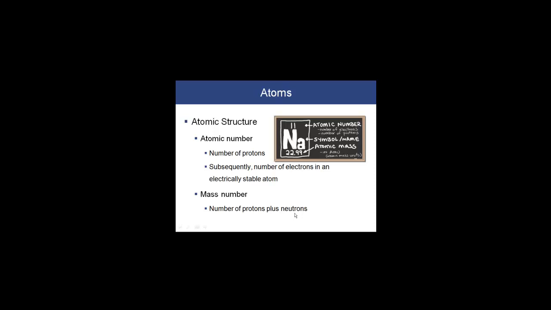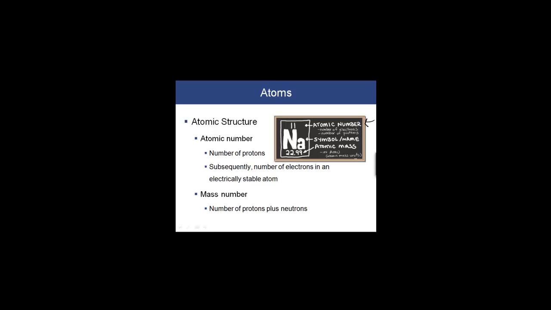In terms of the numbers, the periodic table gives us an atomic number. Atomic number represents the number of protons, and if that atom is stable, it's also going to represent the number of electrons. So, if we were to take a sodium atom, how many protons would we expect to find in the nucleus? The answer is 11, because that is what the atomic number dictates.